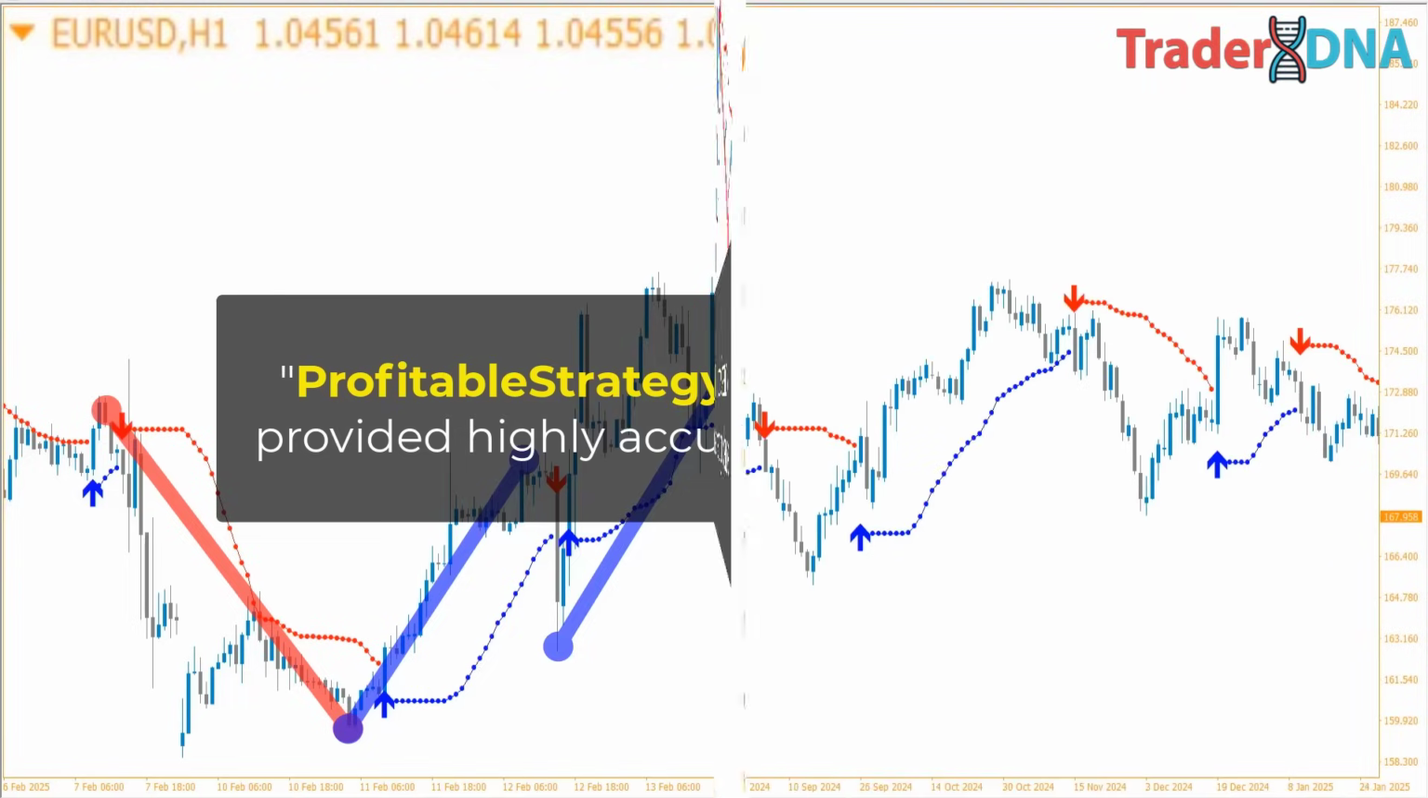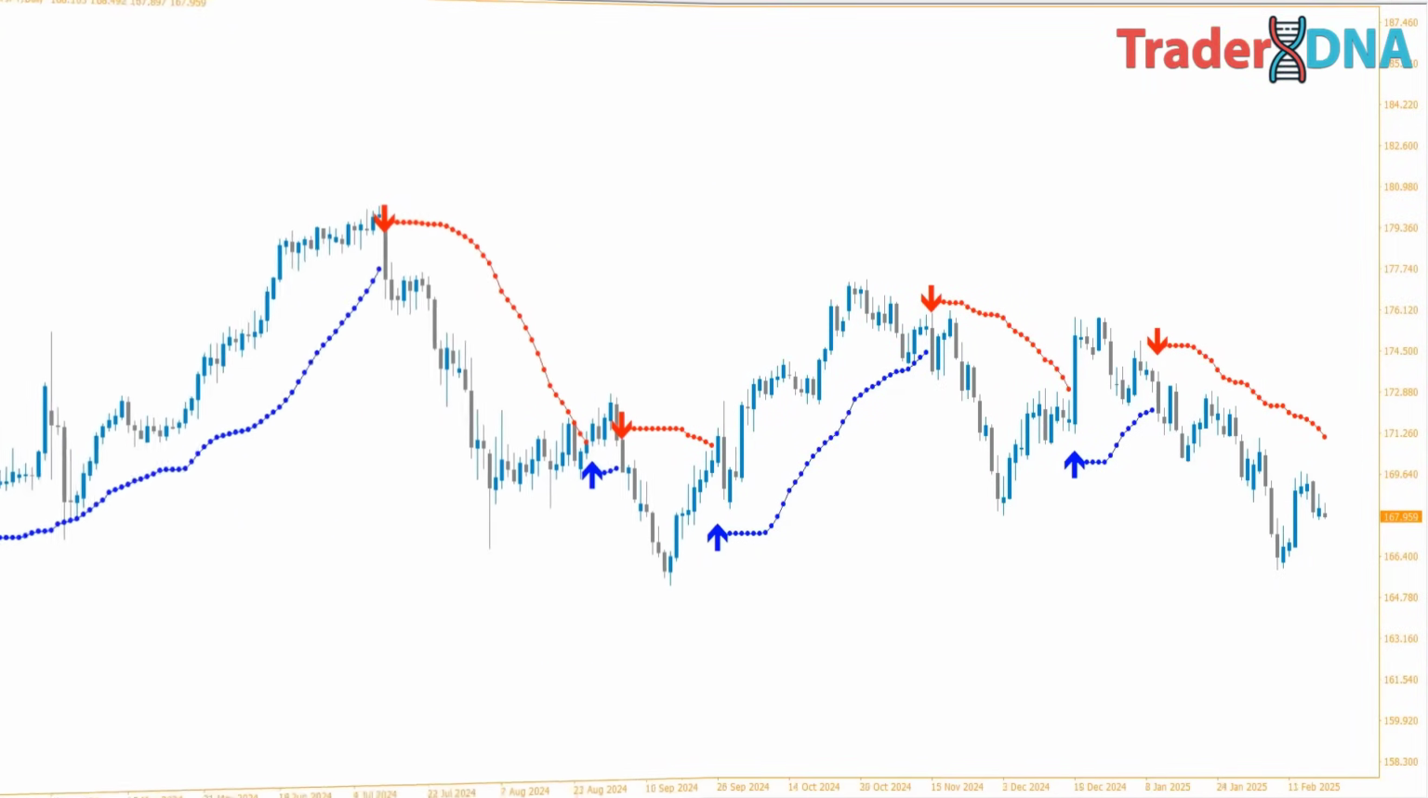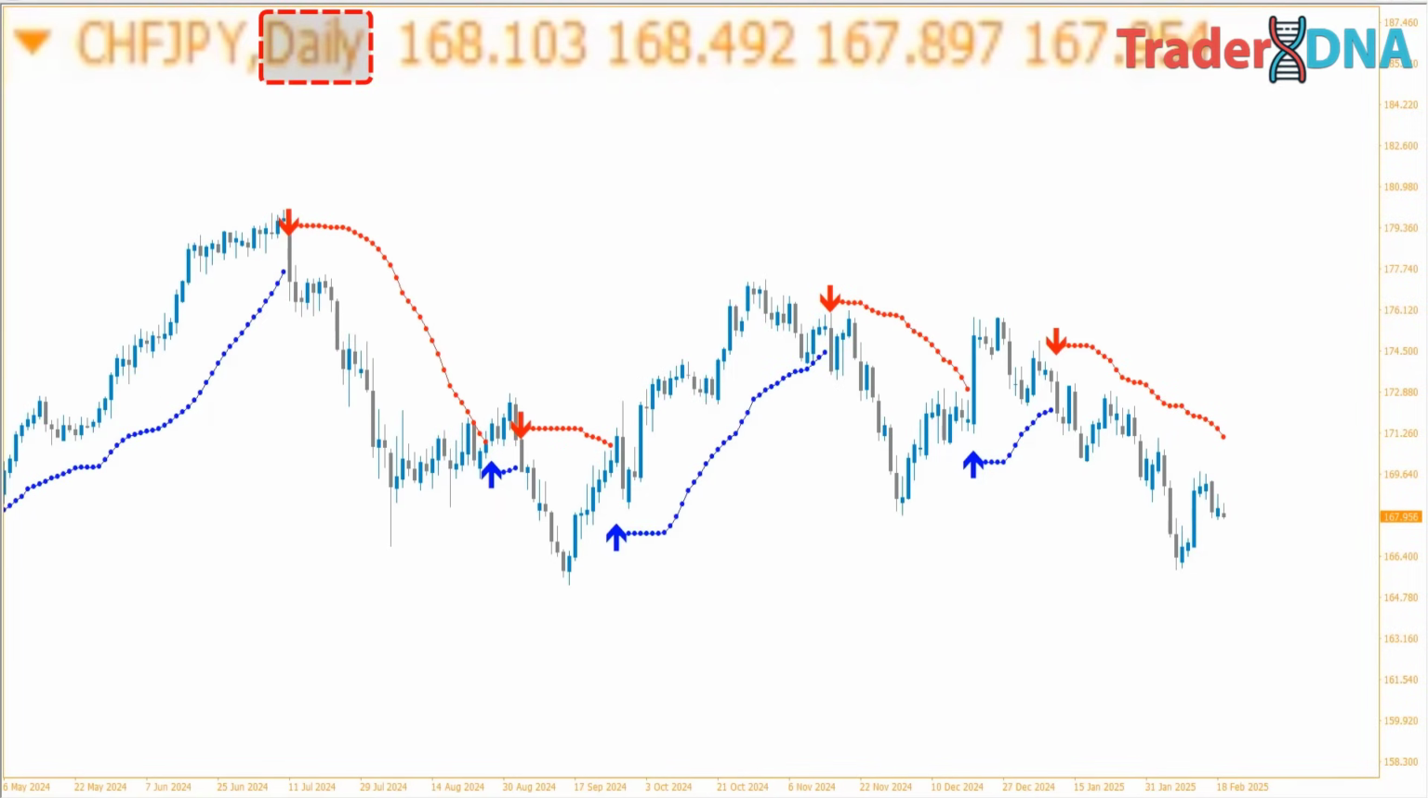Now, let's dive into the third example. This time, we're analyzing a daily time frame chart. From May 6th, 2024, all the way to now in 2025, you can see how Profitable Strategy Indicator 1 has consistently provided highly accurate trend guidance.